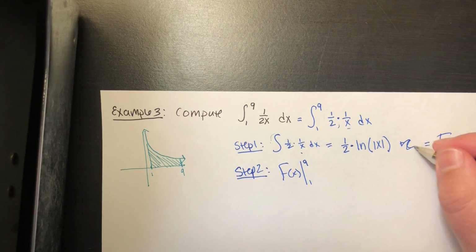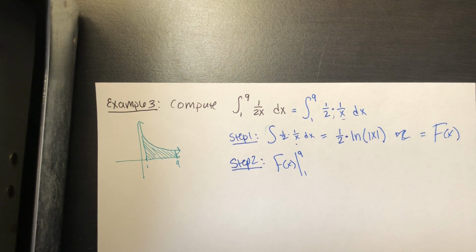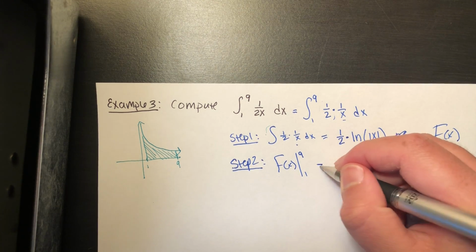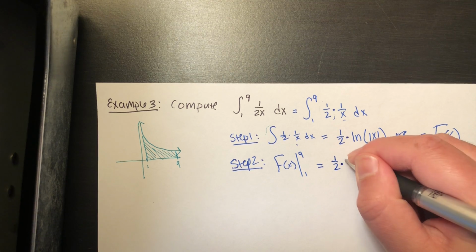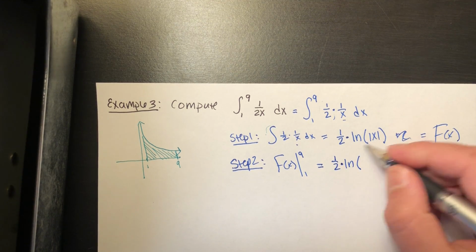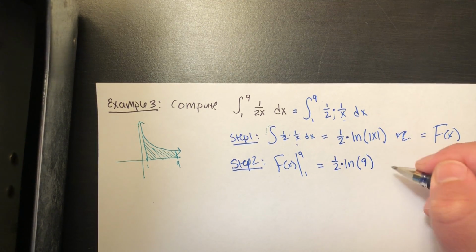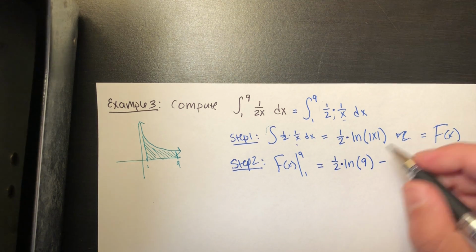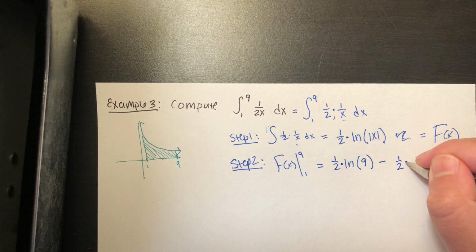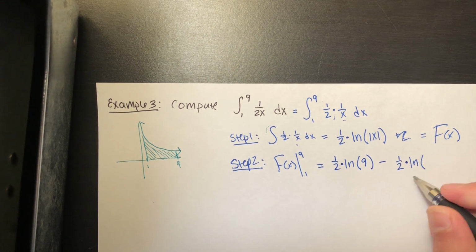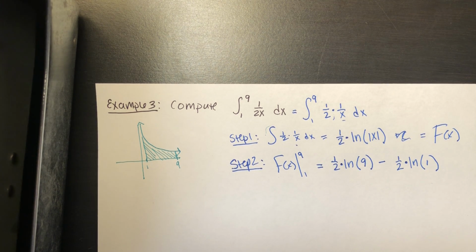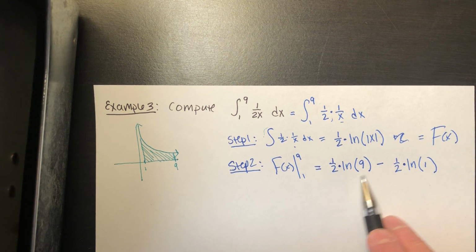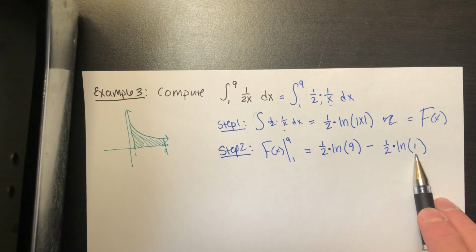And again, the plus c doesn't really matter when we're doing a definite integral because they'll cancel each other out. So this is just as simple as saying 1/2 times ln of the absolute value of 9, which is just 9, minus 1/2 times ln of the absolute value of 1, which is 1. Okay, so it's just 1/2 times ln of 9 minus 1/2 times ln of 1.